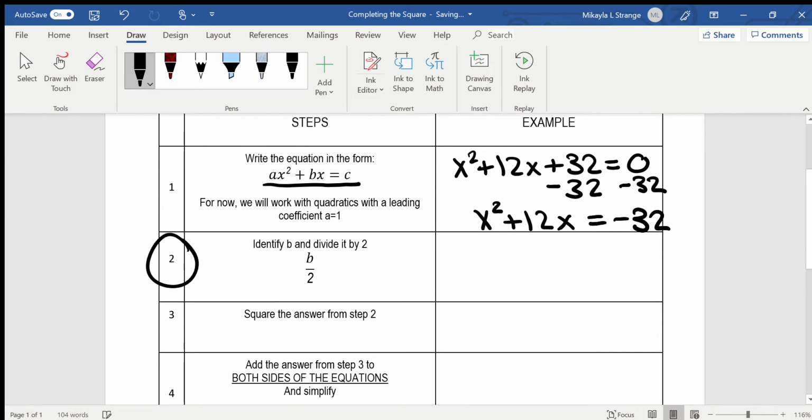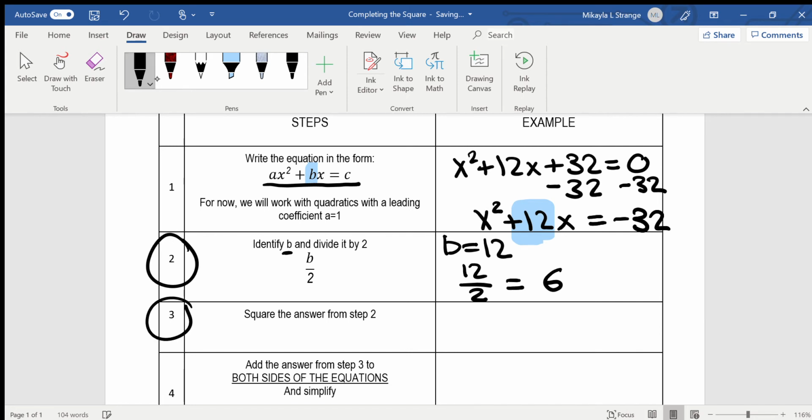My second step tells me I need to identify b and divide it by 2. So taking a look at our form, we have ax squared plus bx is equal to c, and we already put it in that form, where 1 is a, so we have 1x squared plus 12x is equal to negative 32. In this case, our b is 12. So b is equal to 12, and I'm going to divide it by 2. So I get 12 divided by 2 is equal to 6.